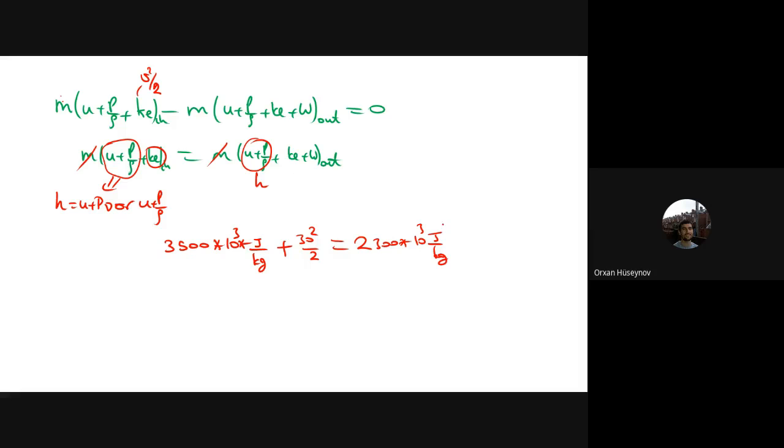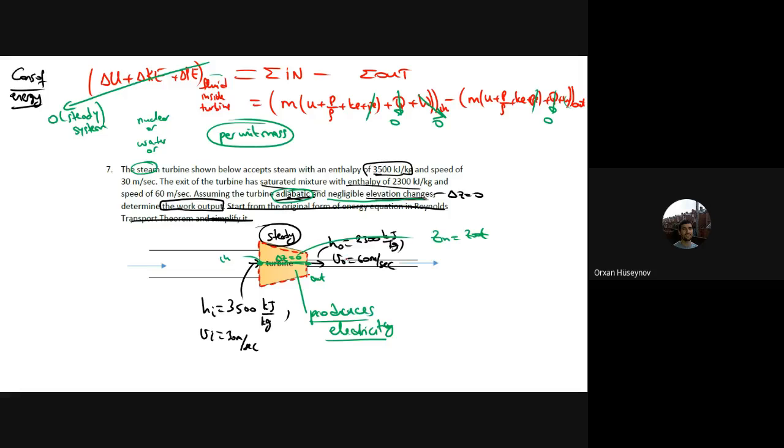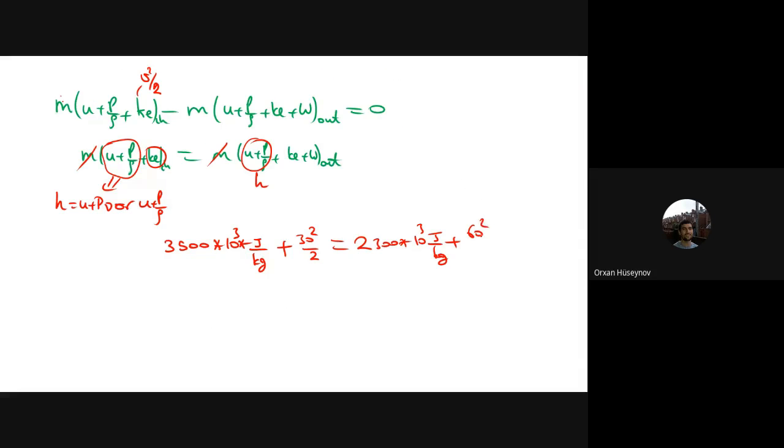This is for the enthalpy, plus the kinetic energy, which is 60 squared by 2, and plus the work out. You should remember that the final result will be in joules per kilogram. Okay. We can then find the value of work out, and we finish this example. If you have questions, you can ask your question.